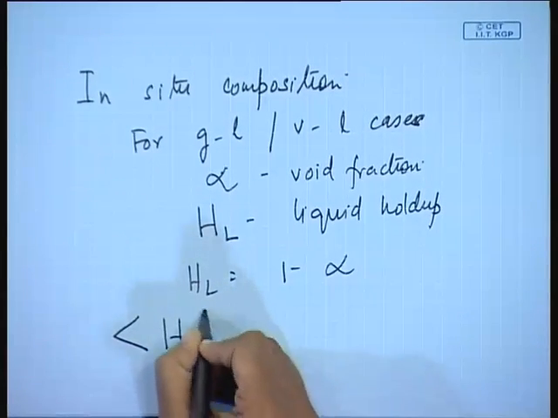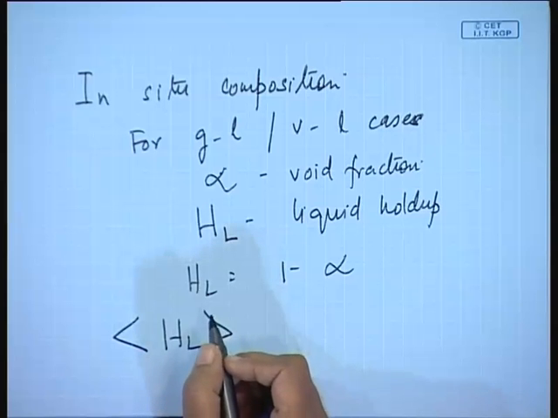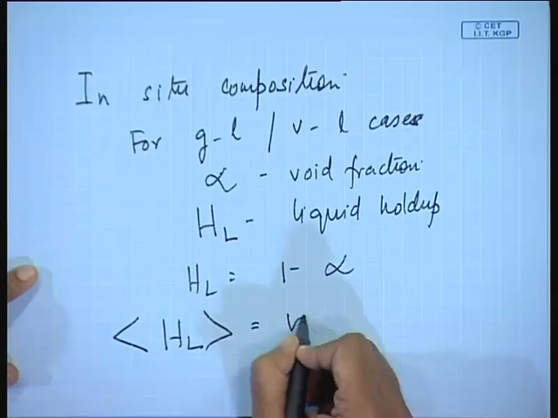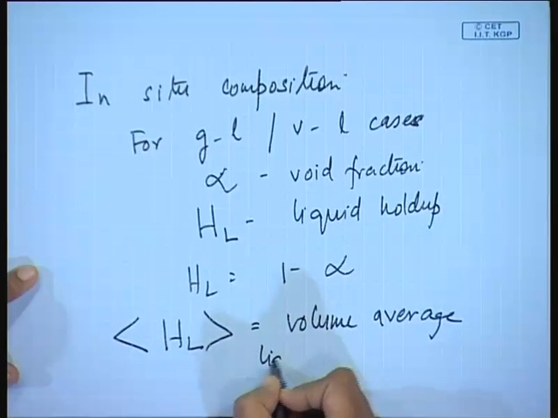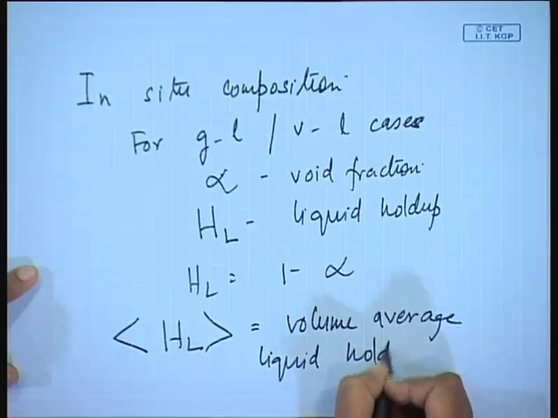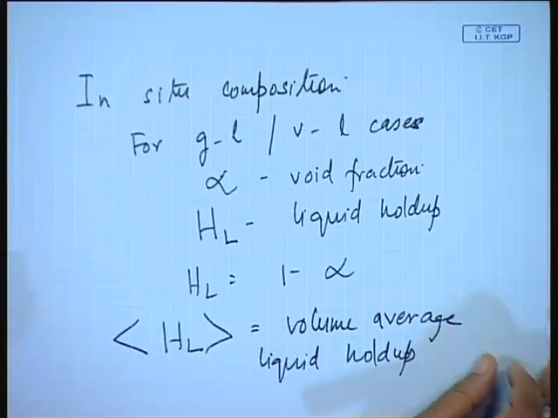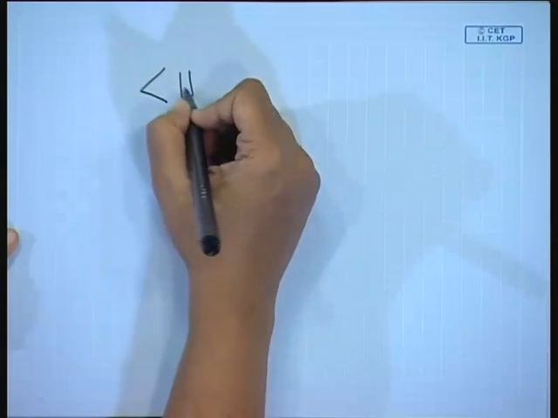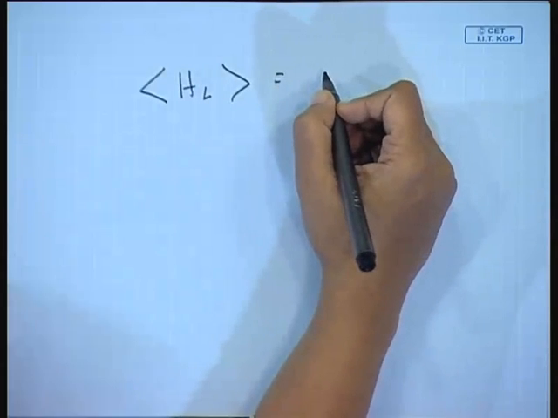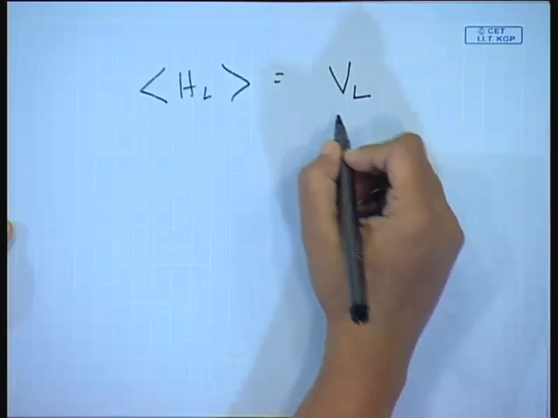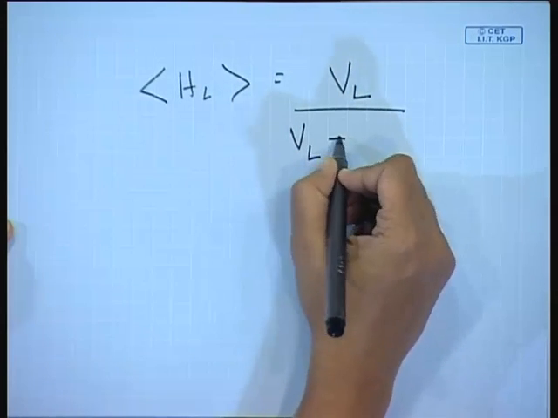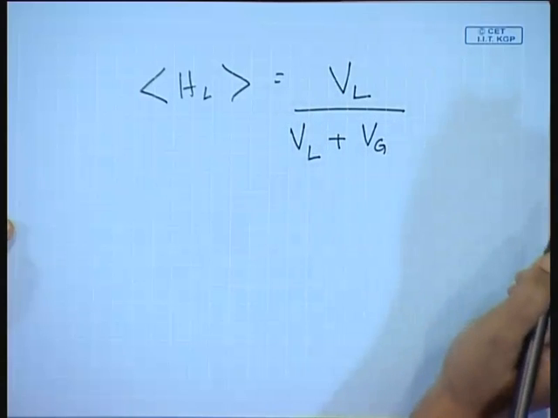So, usually we define HL in this particular way, where this refers to the volume average liquid hold up. We usually define it as the fraction of the volume which is occupied by the liquid phase, or in other words, the volume occupied by the liquid phase divided by the total channel volume.